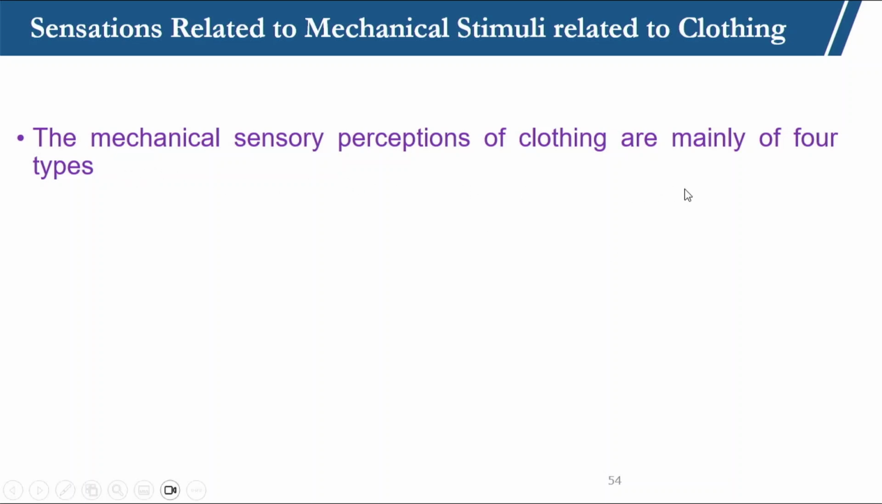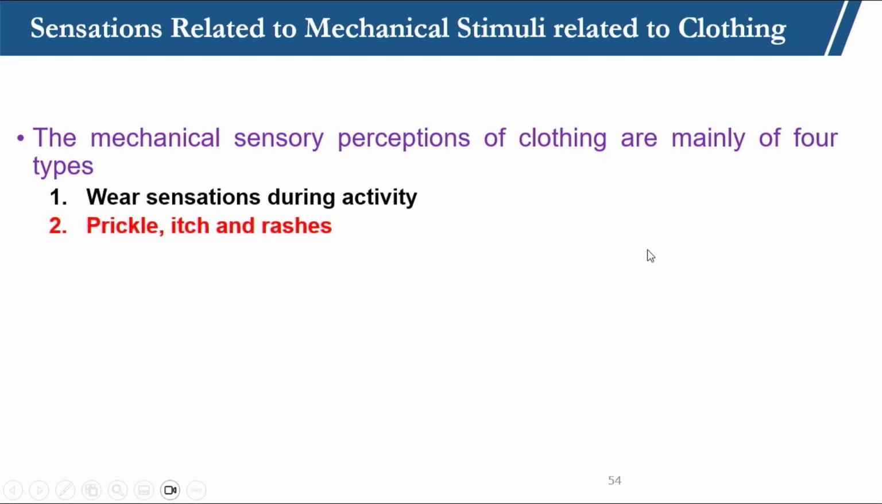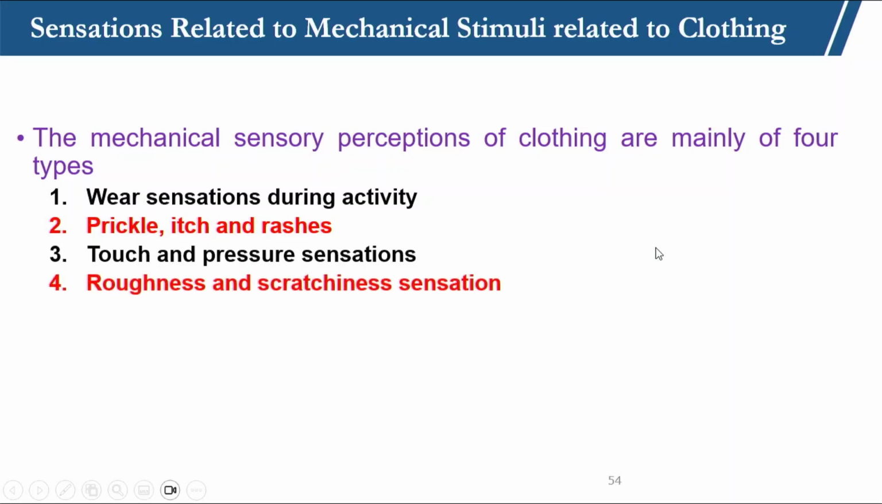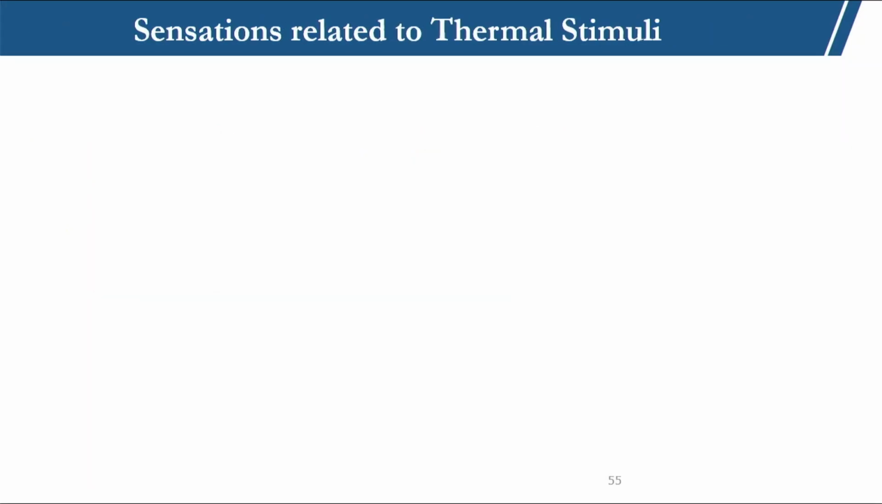Mechanical sensory perceptions are like the wear sensation during activity. If I am wearing a dress and I am not making any movement, that will give some feeling, but if I start moving, if I do activity, that will be a different type of sensation. And there is the prickle, itch and rash sensation. Sometimes we get this type of sensation, touch and pressure sensation, roughness and scratchiness sensation.